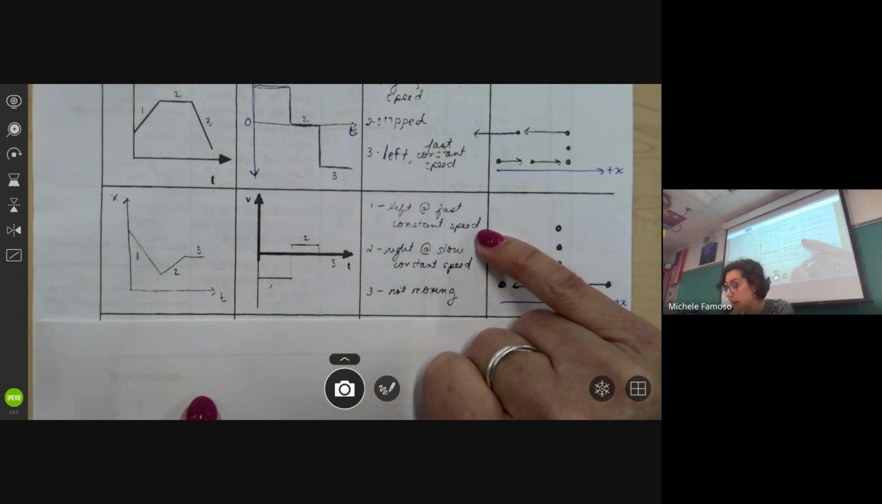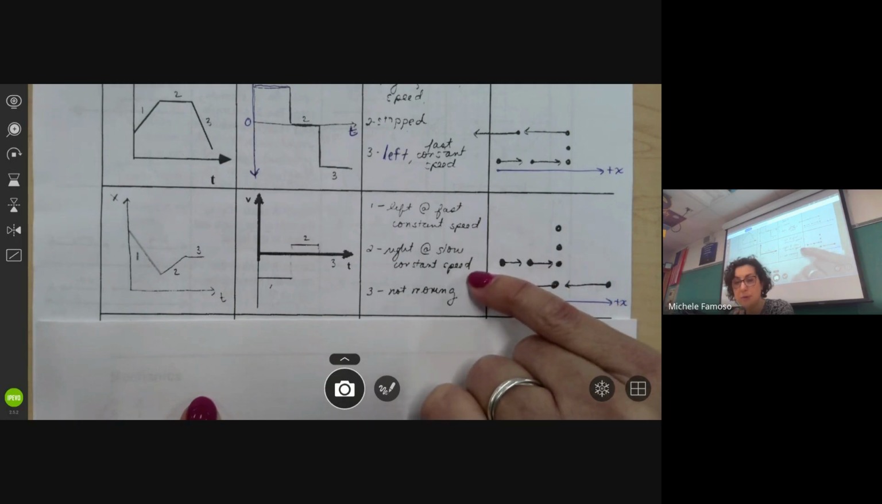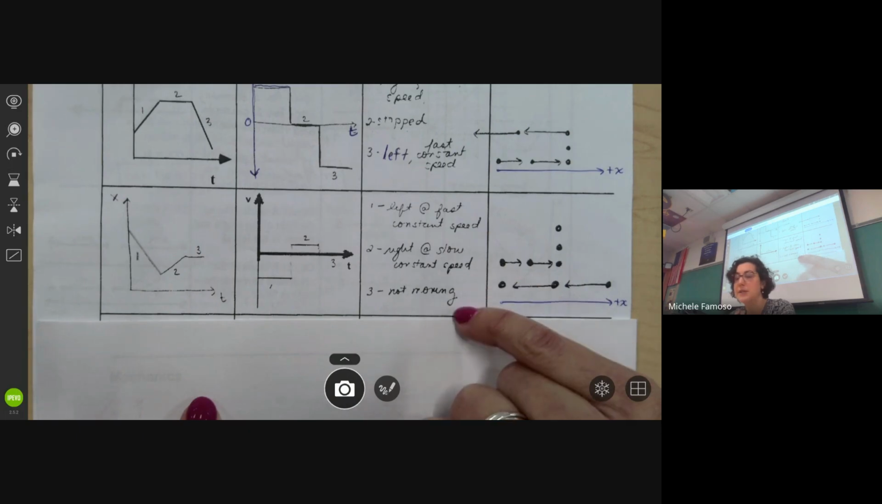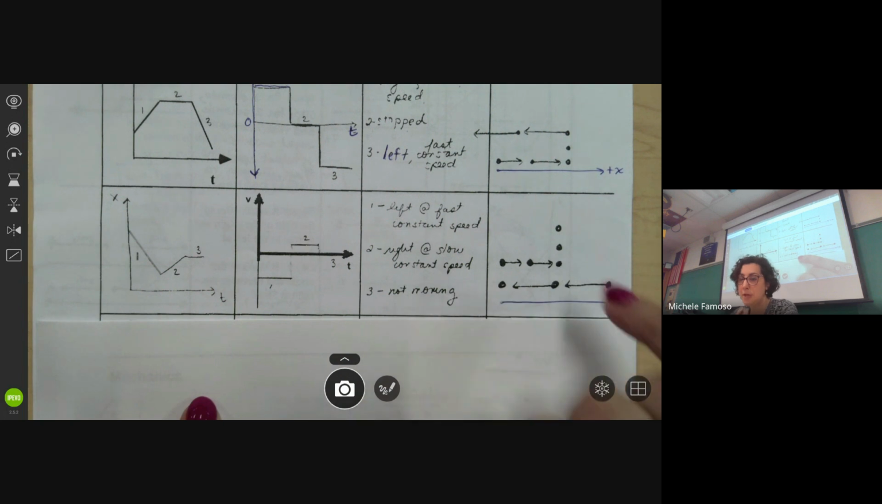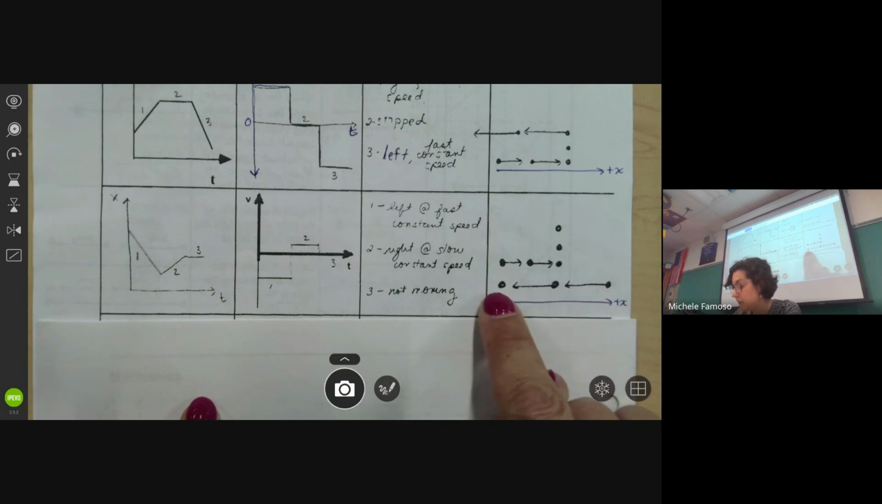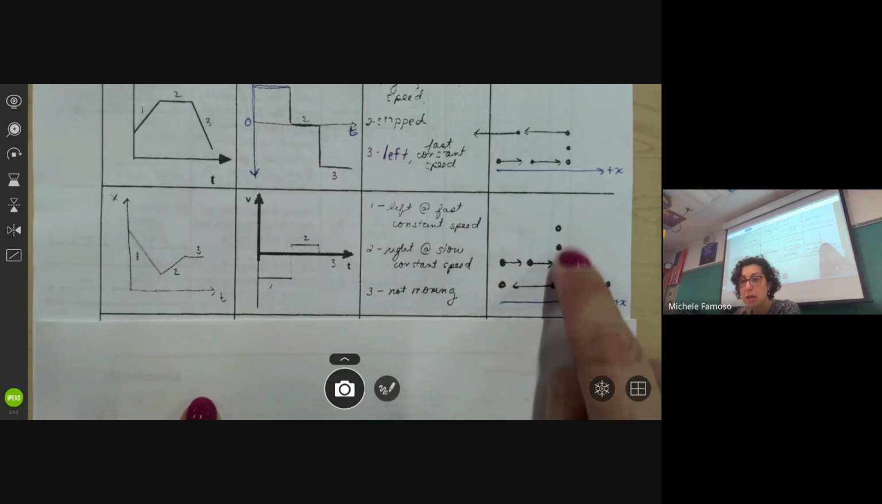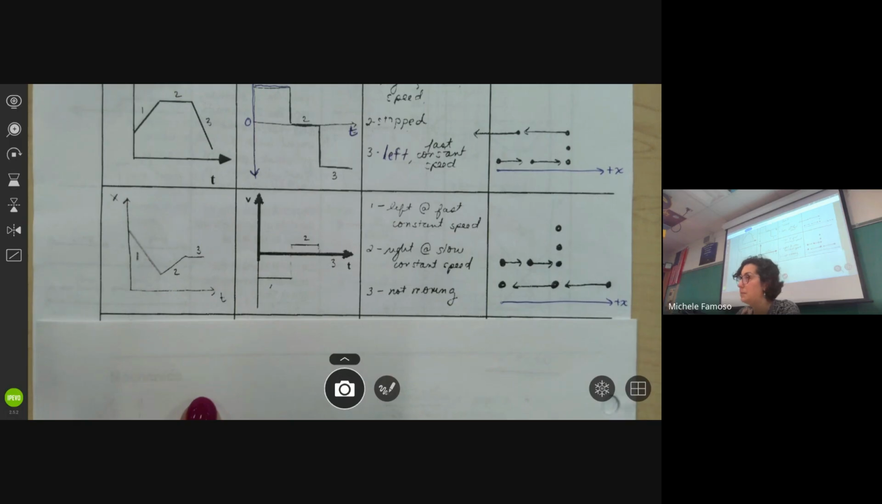Line segment 1 is an object traveling to the left with a fast constant speed. Segment 2 is an object traveling to the right with a slow constant speed. And 3 is an object that is not moving. It's stopped. So if I were to make the motion map, we'd have these long arrows to the left. Then it would stop, quickly change direction, and then be stopped for a longer period of time.